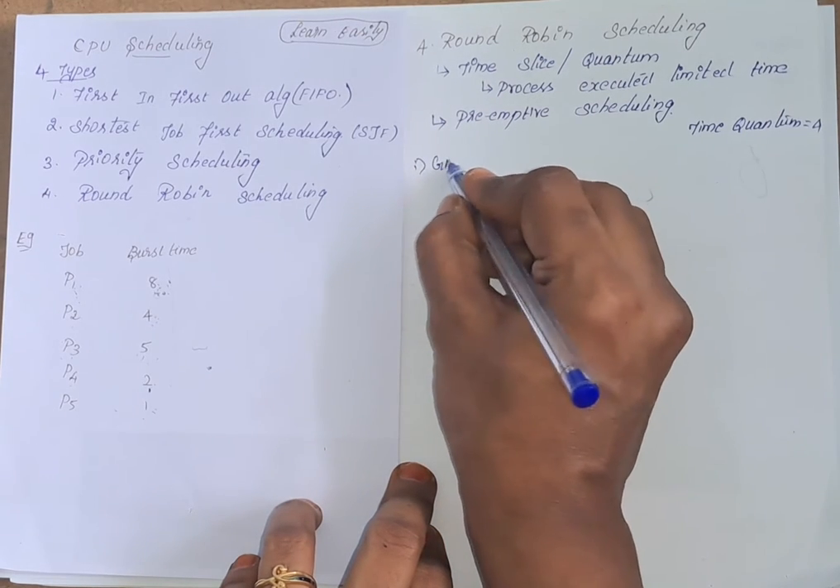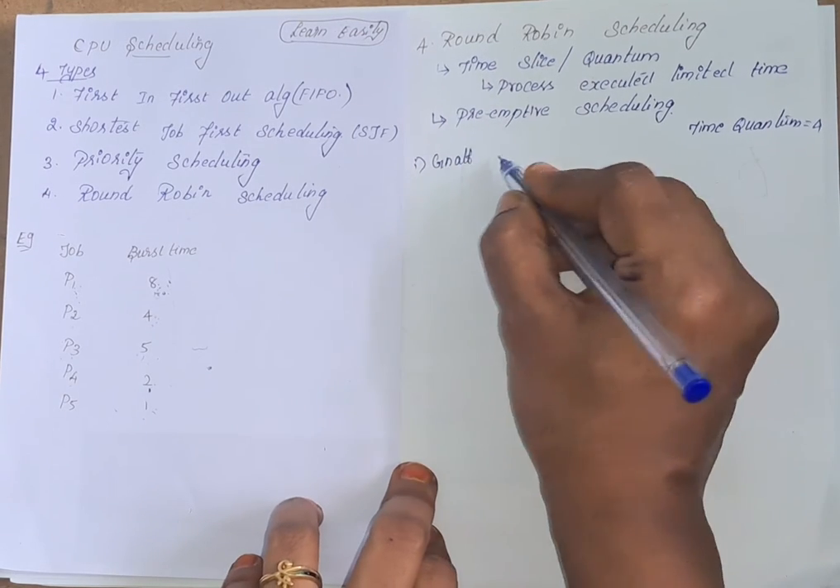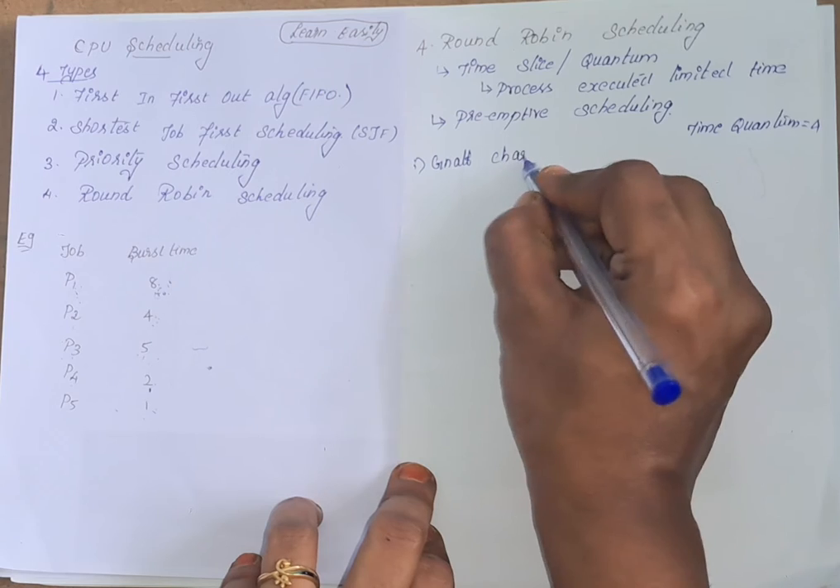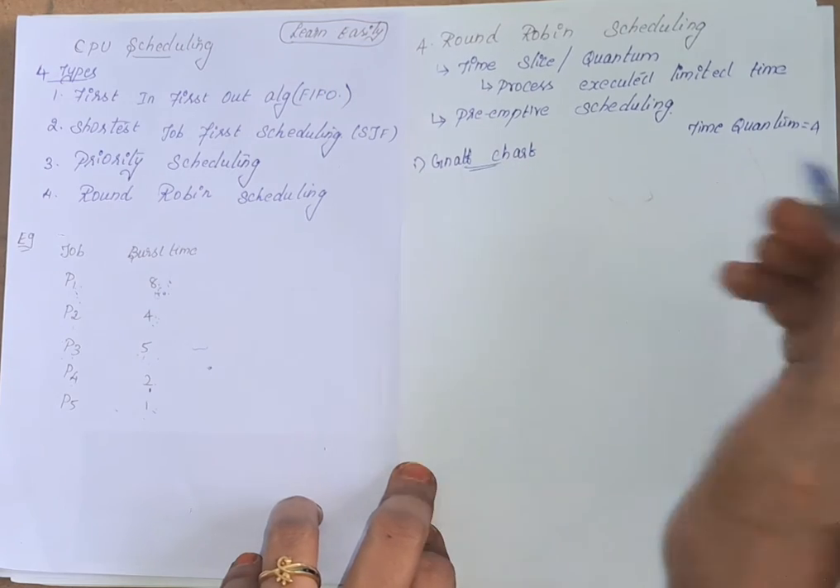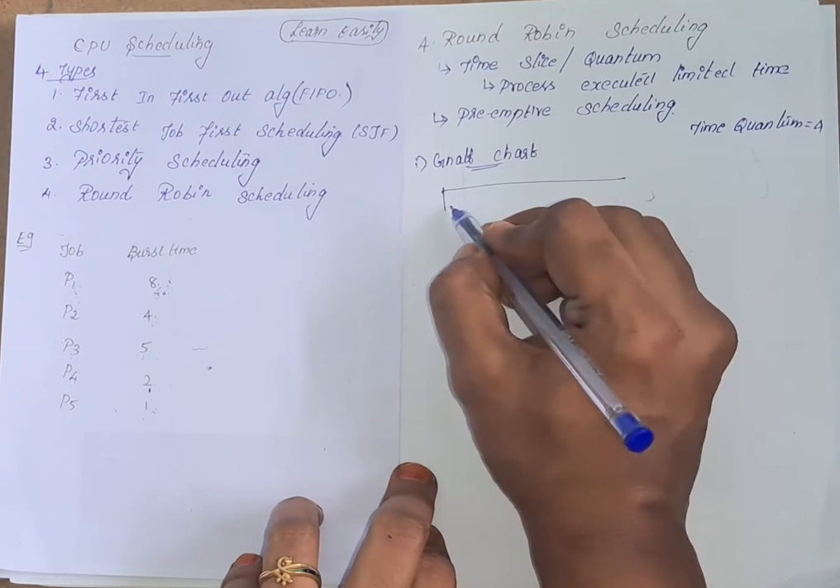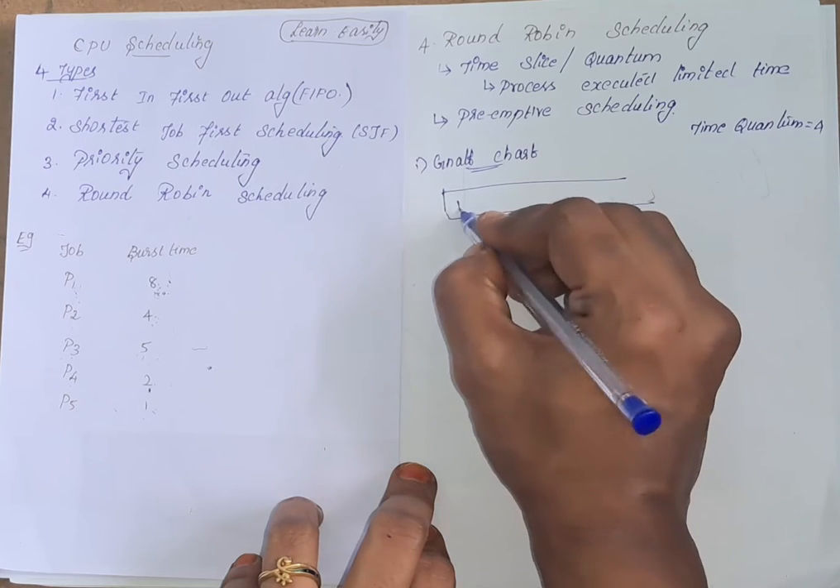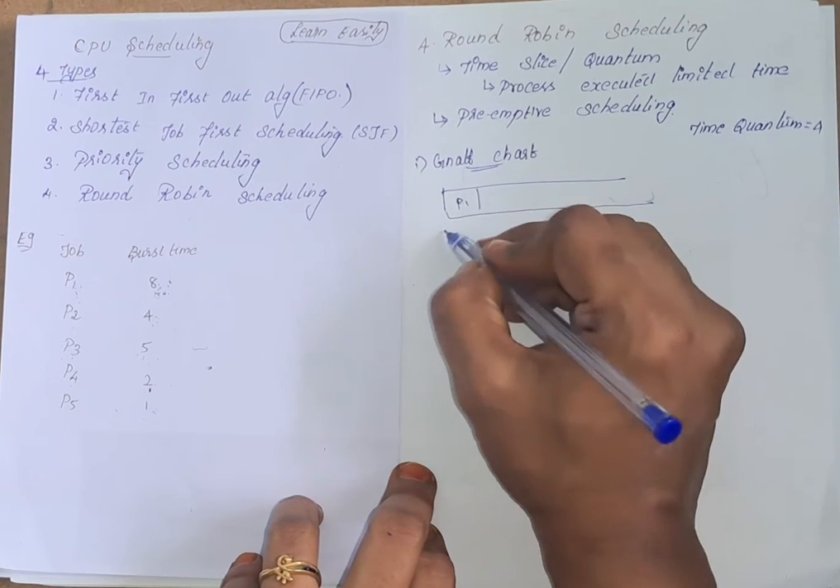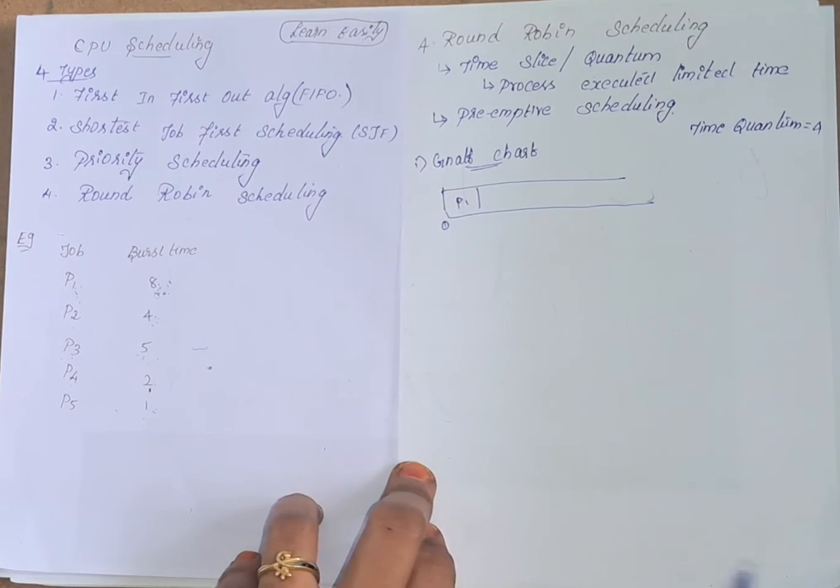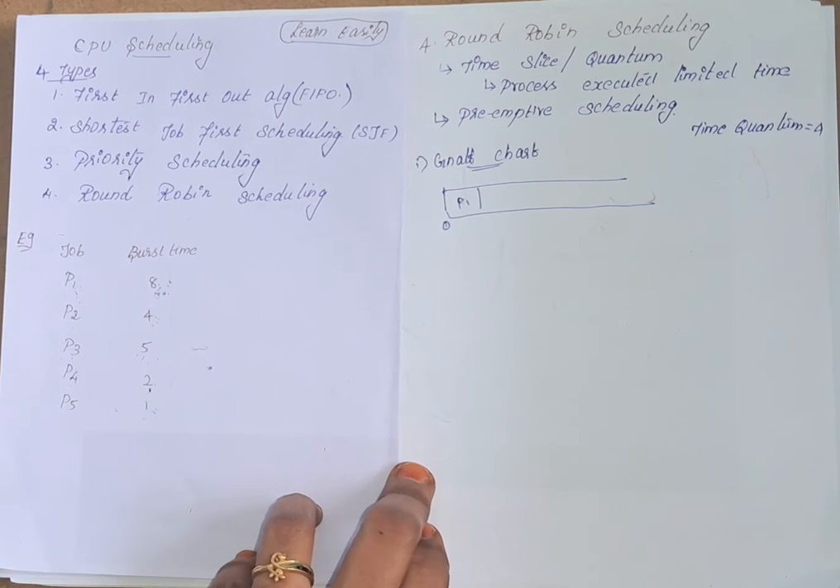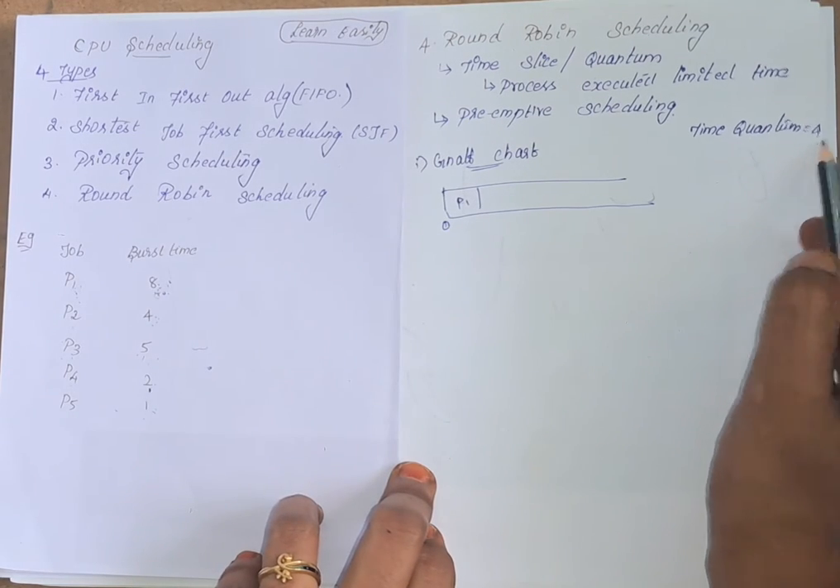For the same example, if the time quantum given is 4, in this case we have to find our Gantt chart. Here, first, similar to the previous process, P1 will be taken for execution. So there is no waiting time given in it. So it is 0. Here the time quantum given is 4 seconds.